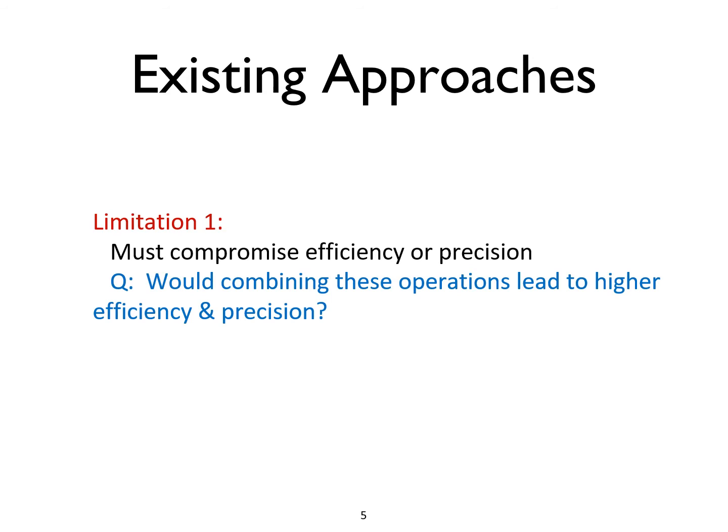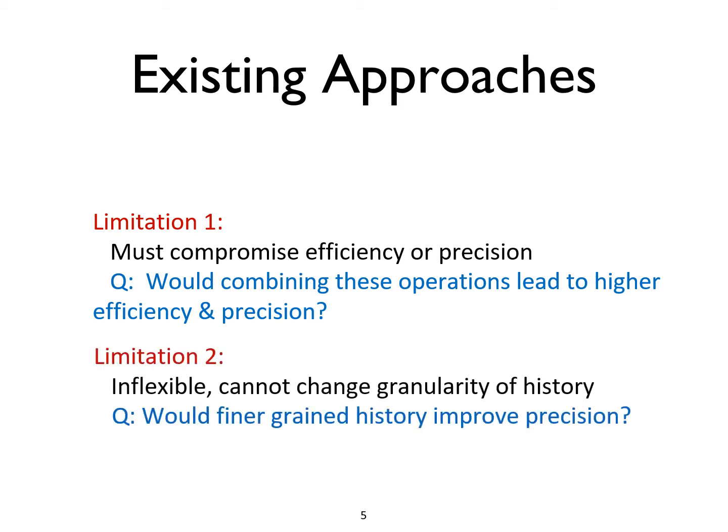However, this recent work has two limitations. The first limitation is that existing techniques have to compromise either efficiency or precision. But one interesting question is, would combining these operations lead to higher efficiency and precision? The second limitation is that existing techniques are inflexible in the sense that they cannot change the granularity of history. Another interesting question we can ask is, would finer-grained history improve precision?